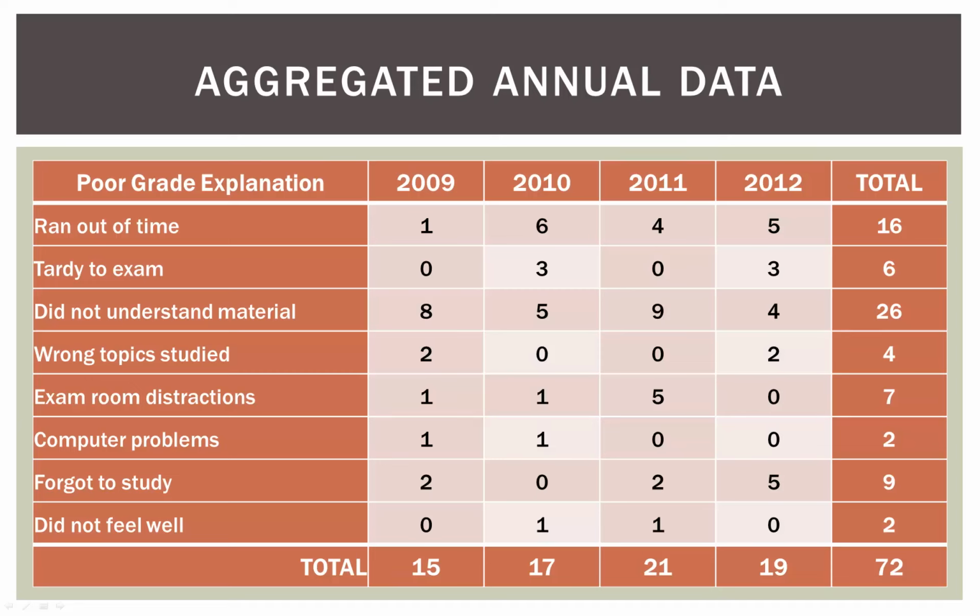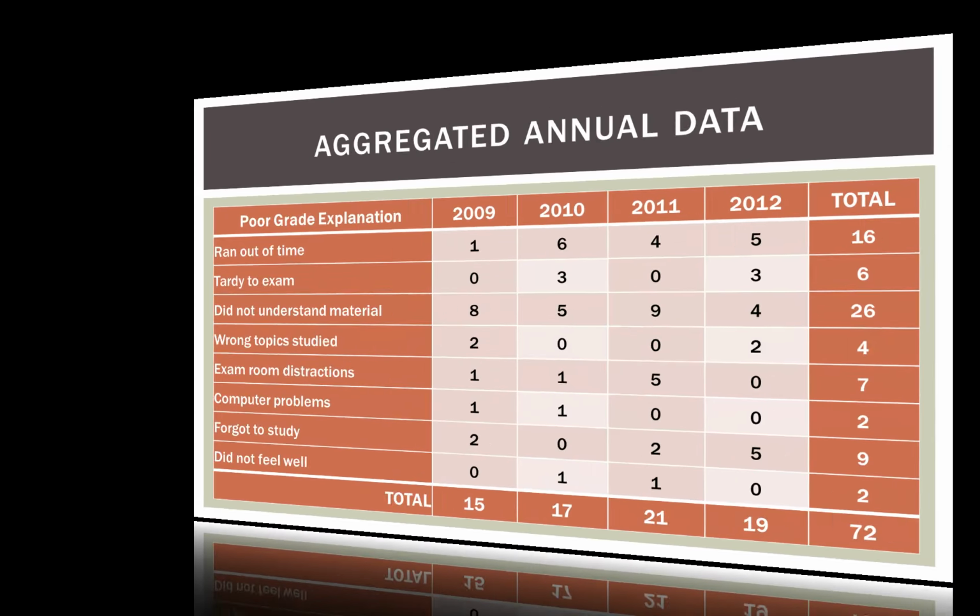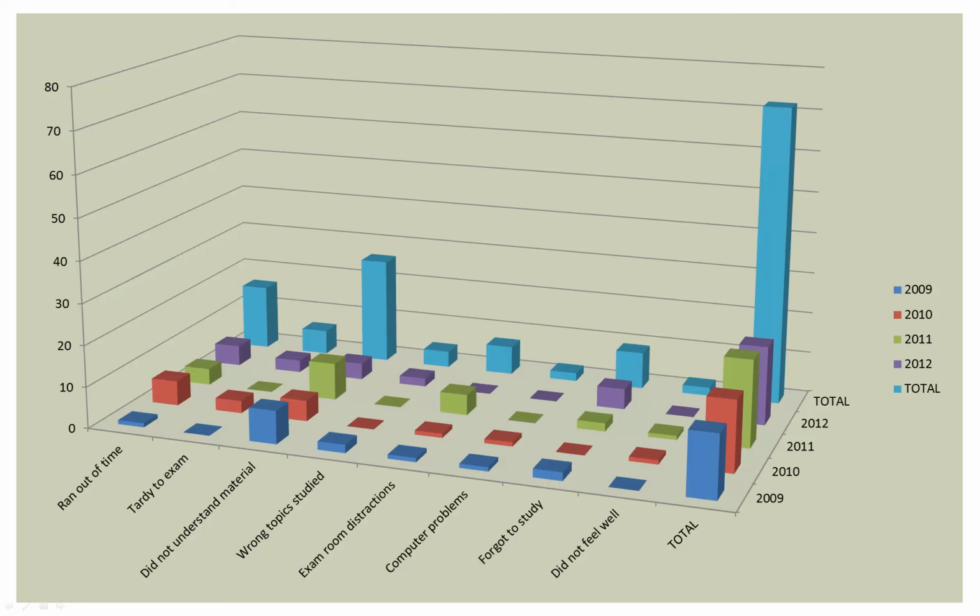So here is our aggregated data from Excel. So we have our explanations on the left-hand side, our years along the top, our totals on the right-hand side, and totals along the bottom. And here is our three-dimensional graph based on our previous chart. So we have explanations along the bottom and years along the right, and we can see how each explanation interacts with each year. So let's go ahead and go back into Excel and do some problems involving sorted data.